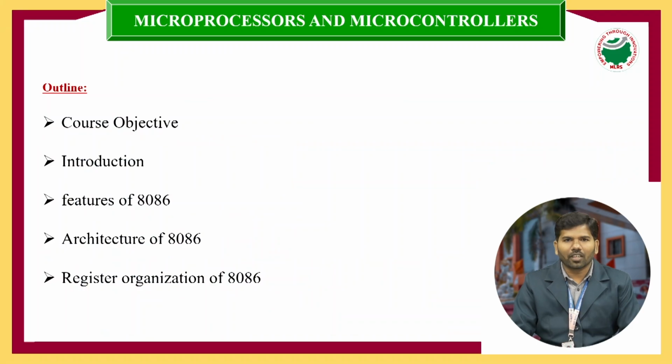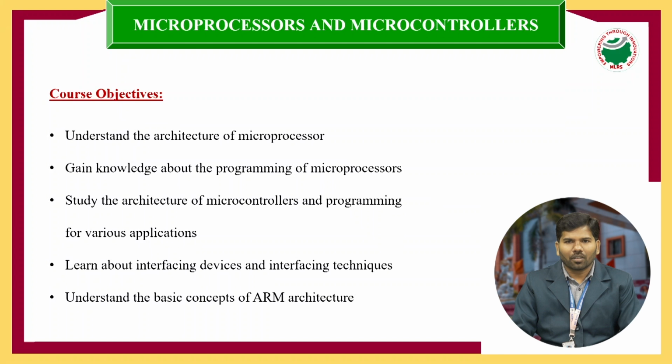So the main outline of this course is the course objectives, the introduction, the features of 8086, architecture of 8086, and the final, the register organization of 8086. So the course objective of this course is to understand the architecture of microprocessor, gain some knowledge about programming of microprocessors, study the architecture of microcontrollers and programming for various applications, learn about the interface devices and interfacing techniques. The final one is to understand the basic concept of architecture.